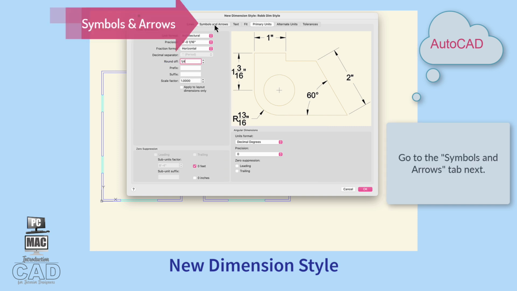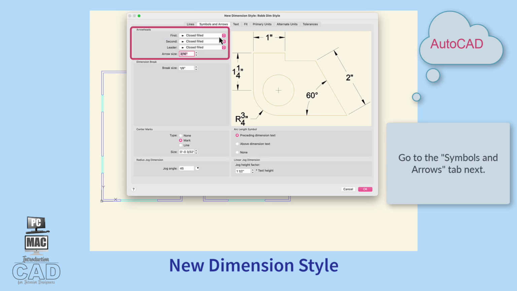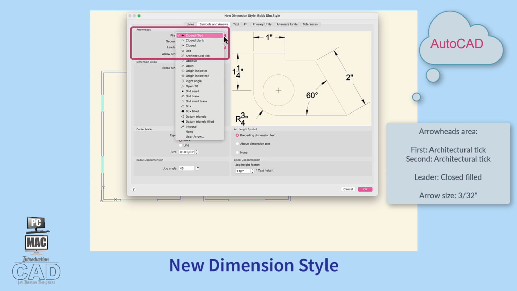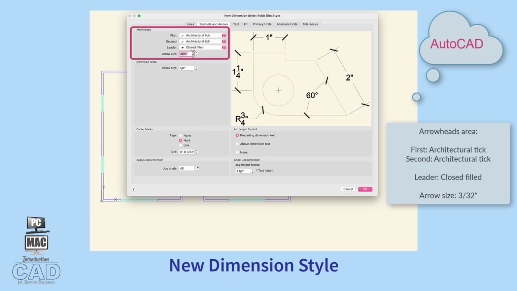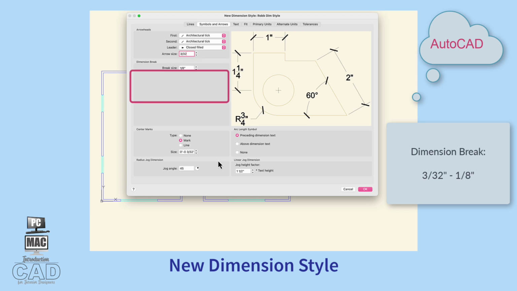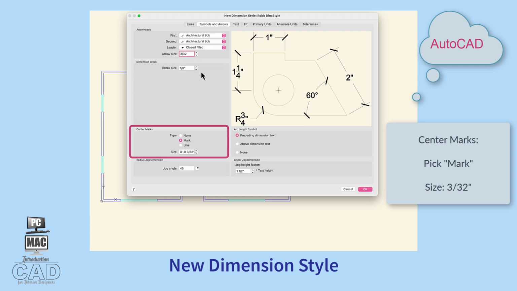From the top of the dialog box, locate and pick on the Symbols and Arrows tab. In the Arrowheads category, set the first and second markers to architectural tick instead of a closed filled arrow. Leader should remain as a closed filled arrow. Arrow size should be reset to 3/32. The dimension break is 1/8. In the center marks category, the mark radio button should be filled in. The size should be set to 3/32.